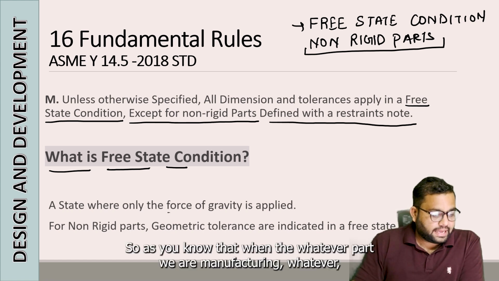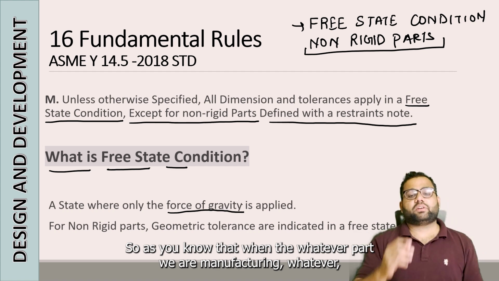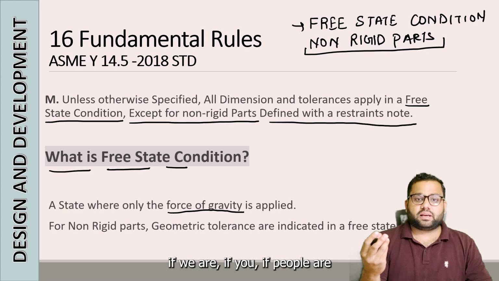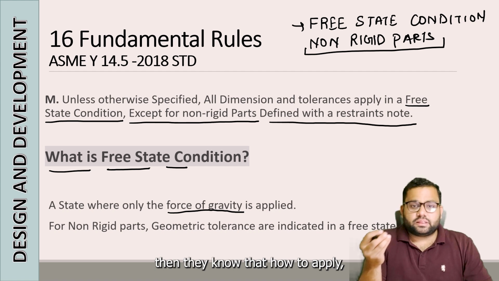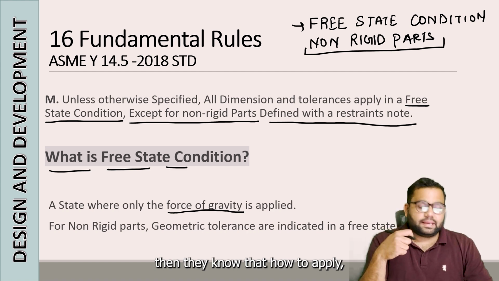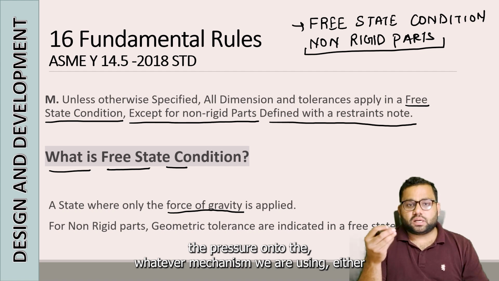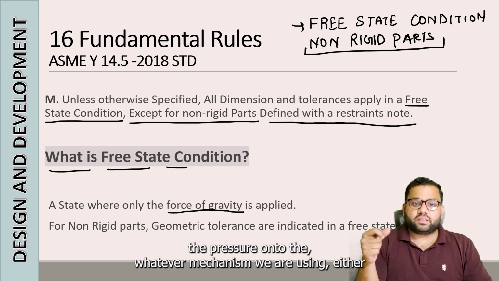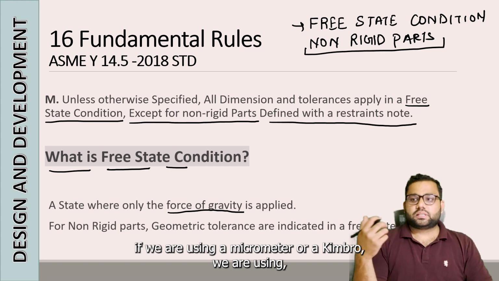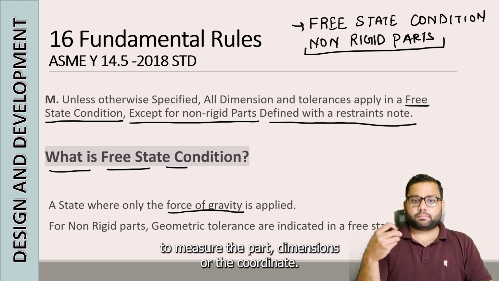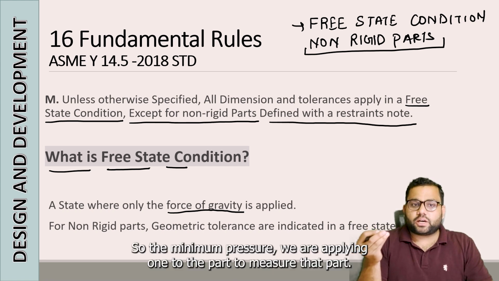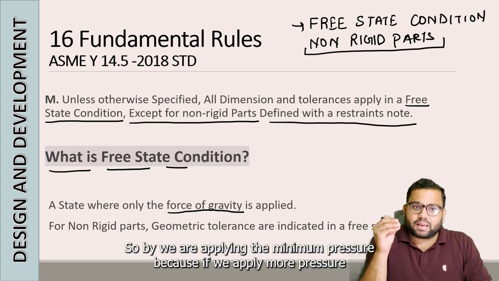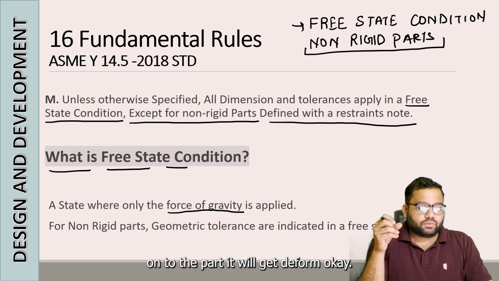As you know, for whatever part we are manufacturing, people from the quality department, when they measure the part, know how to apply the pressure with whatever mechanism we are using, either a micrometer or a CMM probe to measure the part dimensions or coordinates. So we apply the minimum pressure onto the part to measure it. Why do we apply the minimum pressure? Because if we apply more pressure onto the part, it will get deformed.